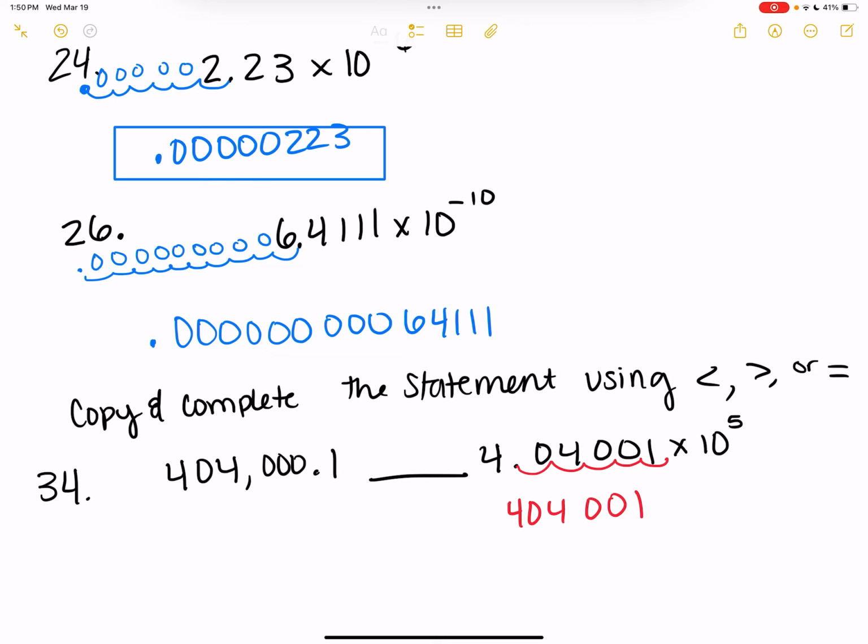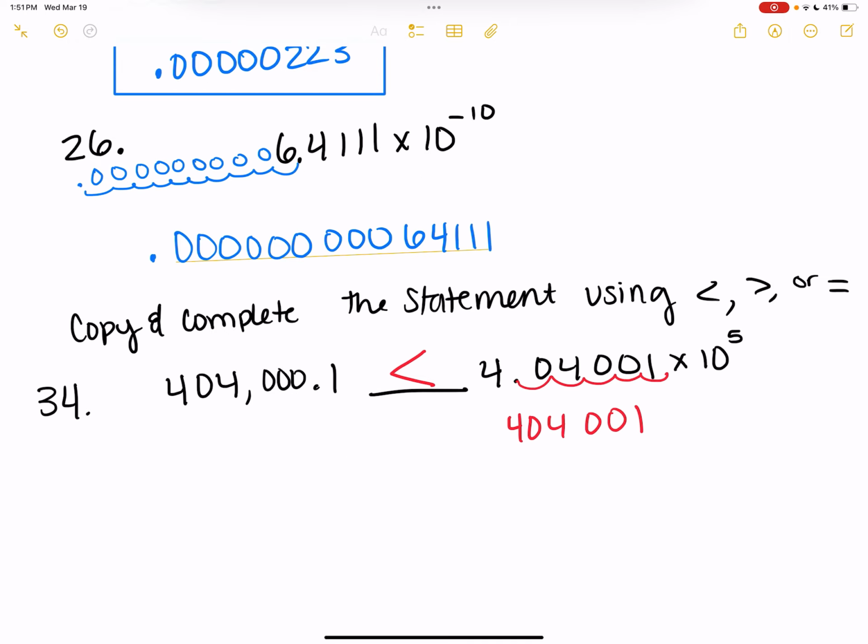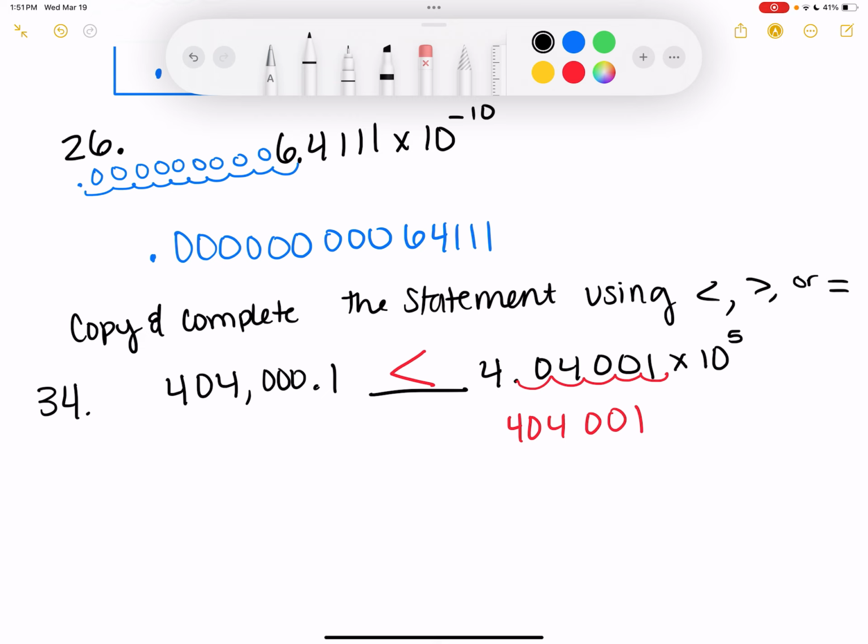So what is this compared to this one? The one on the right is bigger. Okay, so which of these goes in the blank? Less than. I get them confused all the time. Remember, alligator mouth opens to the bigger one. They want to eat the bigger one. They needed sound effects.